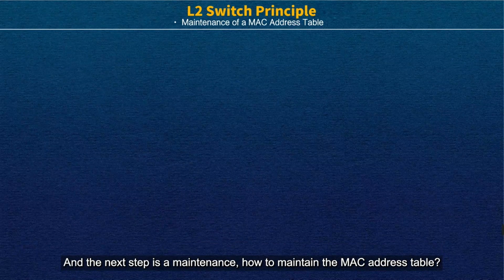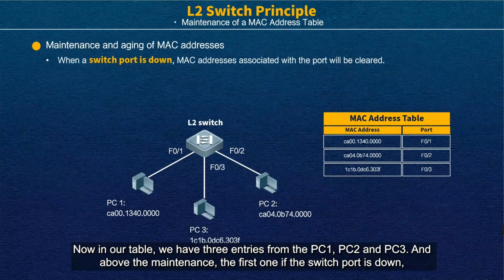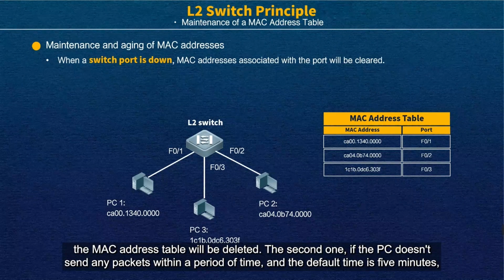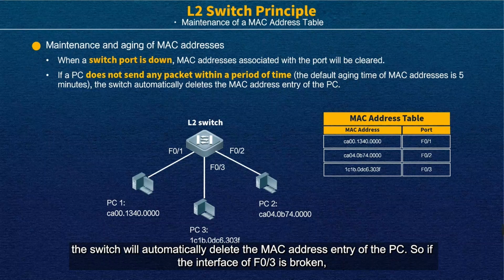And the next step is maintenance. How to maintain the MAC address table? Now in our table, we have 3 entries from PC1, PC2, and PC3. About maintenance, the first one: if the switch port is down, the MAC address entry will be deleted. The second one: if the PC doesn't send any packets within a period of time, and the default time is 5 minutes, the switch will automatically delete the MAC address entry of the PC.